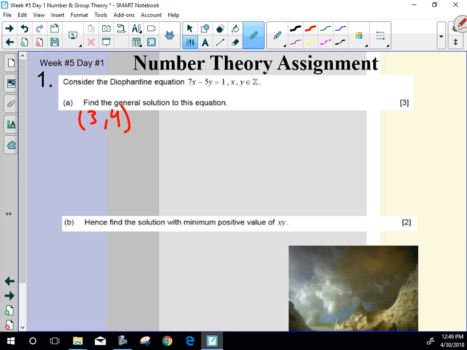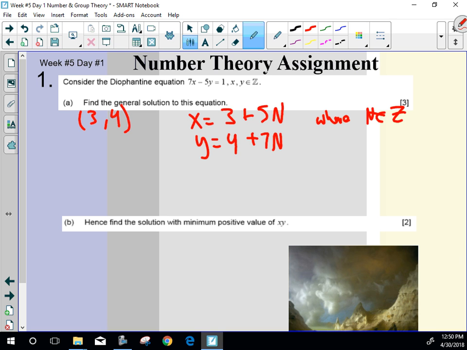Now, it says find the general solution for this. So what we're going to do is say x is going to be 3, and then we're going to have some multiples of that. So we could go plus 5n, and y is going to be 4 plus 7n, where n is an element of the integers.